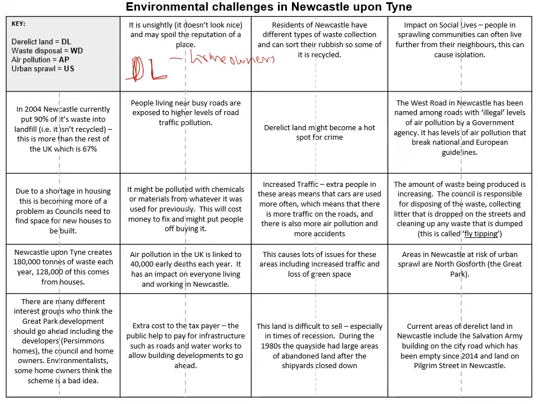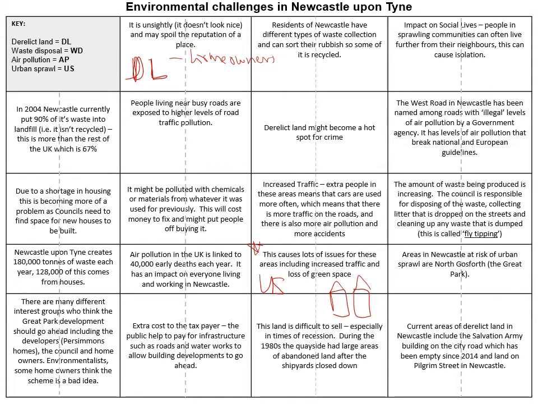The next one then, let's find another one. This causes lots of issues for these areas, including increased traffic and loss of green space. So what's going to increase traffic? Maybe more people living there. What's going to remove green space? Well, the only reason you might need to cut down trees is to build more houses. So this one, I think, is talking about urban sprawl. And that's going to be a problem for the people that lived there before. So previous homeowners are going to be not very happy about this. And environmentalists that care about ecosystems and the environment, they're not going to be happy either.